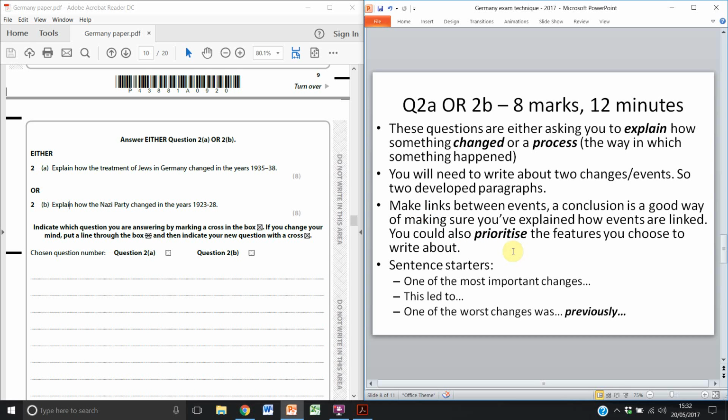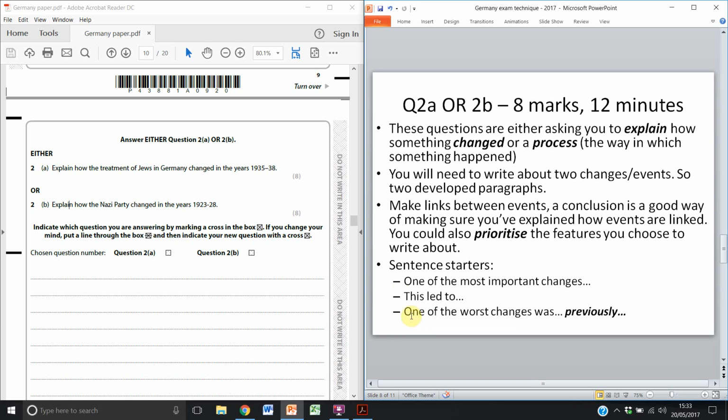And again, if you can do a third paragraph where you give a conclusion, that is a really good way of making sure you have explained how events are linked. You can also prioritize things. So again, you could say the most important change to the Nazi Party in the years 23 to 28 was, or the most important change experienced by Jews in Germany between 35 and 38 was the Nuremberg laws. All right, but it's not enough just to say it was the most important change, or it was linked. These two changes are linked. You must explain how they are linked, or why one is more important than the other.